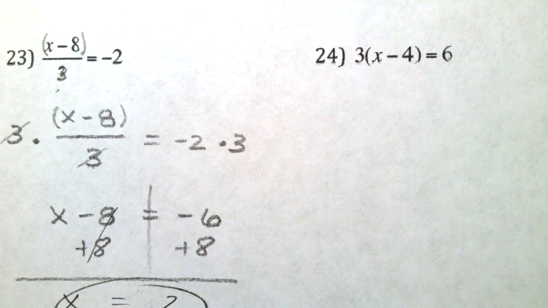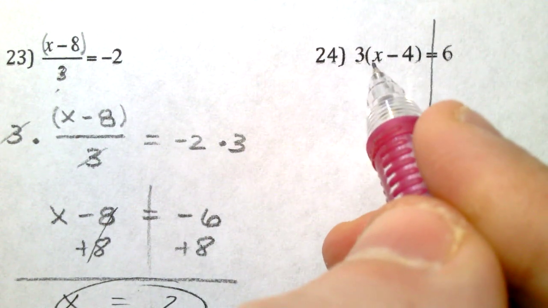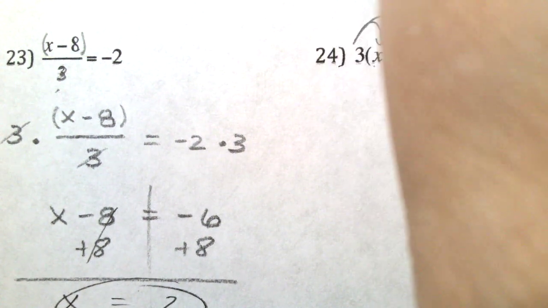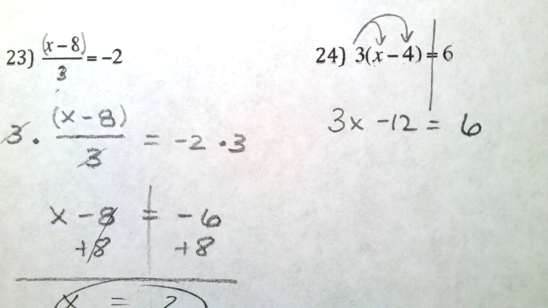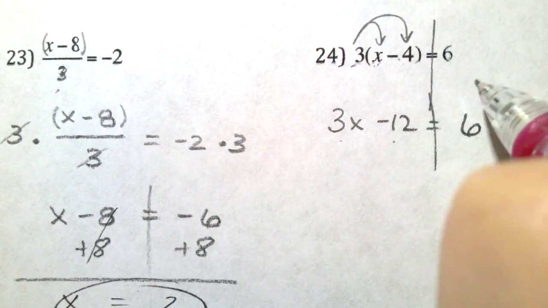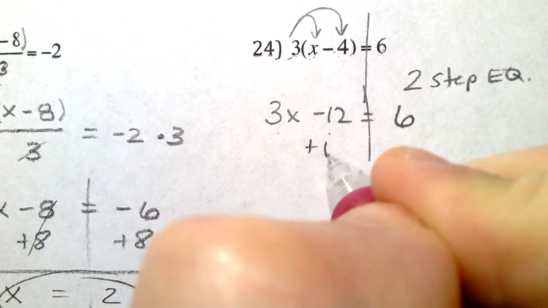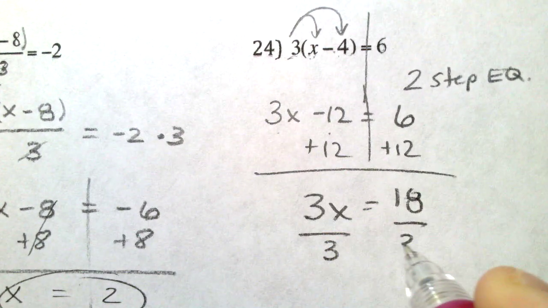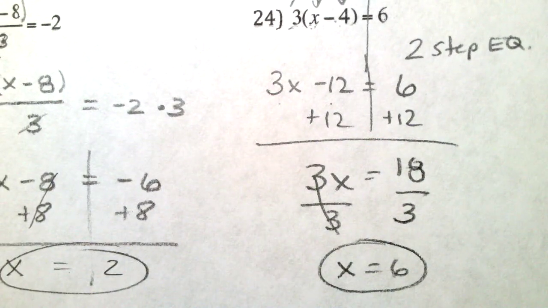So, number 24, we've got parentheses. Here's my wall. I cannot combine the x and the minus 4. We know that from combining like terms. So I'm going to get rid of parentheses by distributing. You'll see a lot of these as we do more and more problems. So 3 times x, 3 times negative 4. Now this is going to be a 2-step equation. So I'm going to add 12 to both sides. Divide both sides by 3. And get my final answer of 6.